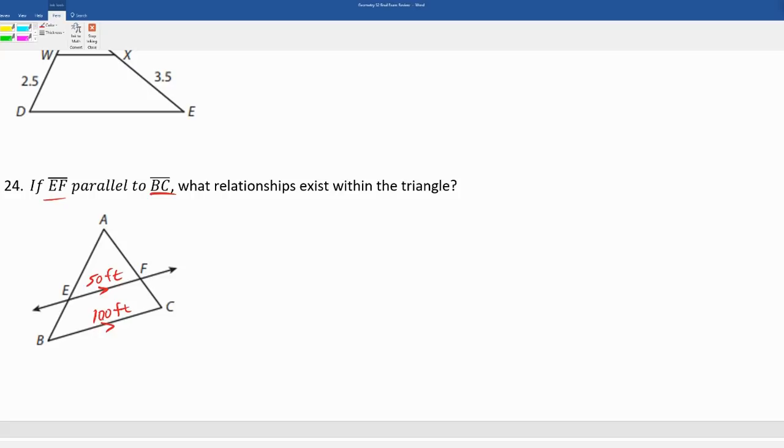Also the angles. This angle will be congruent to that angle. This angle here will be congruent with this angle right here. So be aware of the distance as well and what it does to the lengths. EF is going to be half of BC, and going the other way, BC is going to be 2 times bigger than EF. So be aware of that.